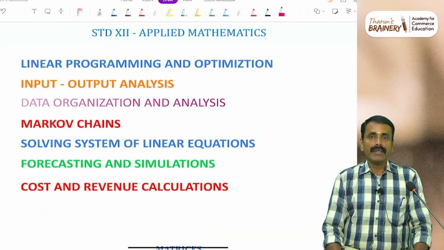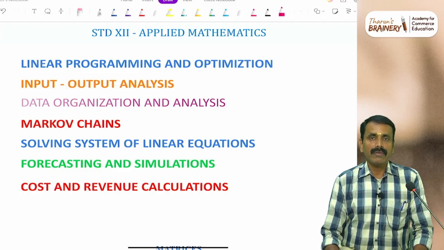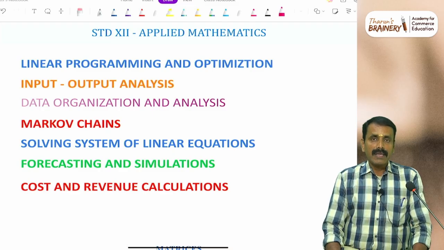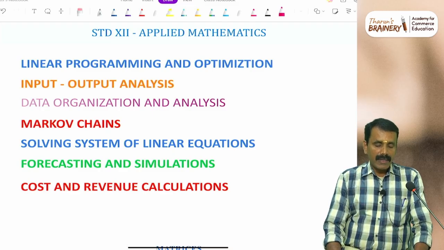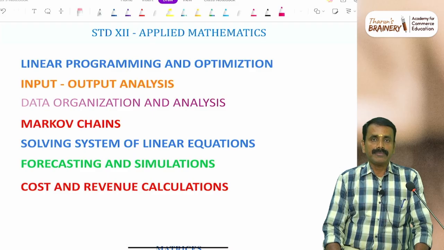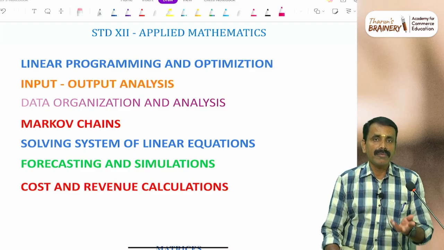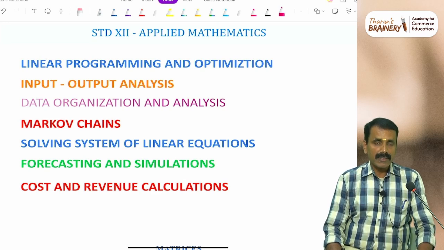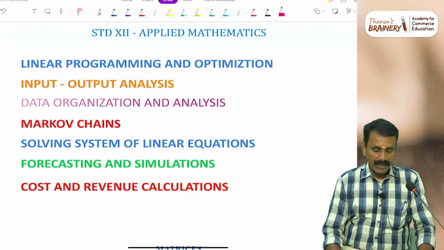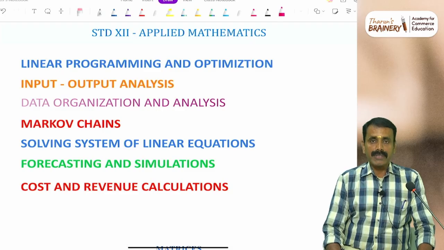Before we learn, we should know where we are going to use the concept of matrices. Matrices are applied in linear programming and optimization, but how we use that we will be learning, and then we try to apply that. Linear programming and optimization, input output analysis, data organization and analysis, Markov chains, solving systems of linear equations.